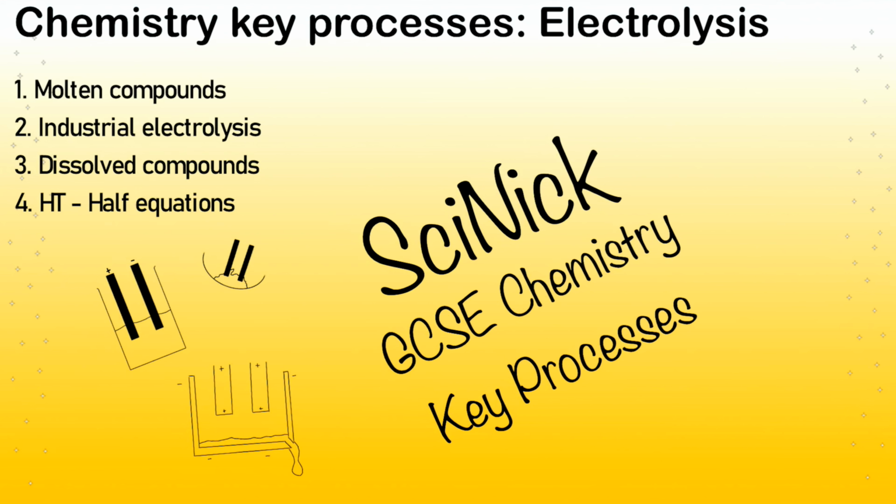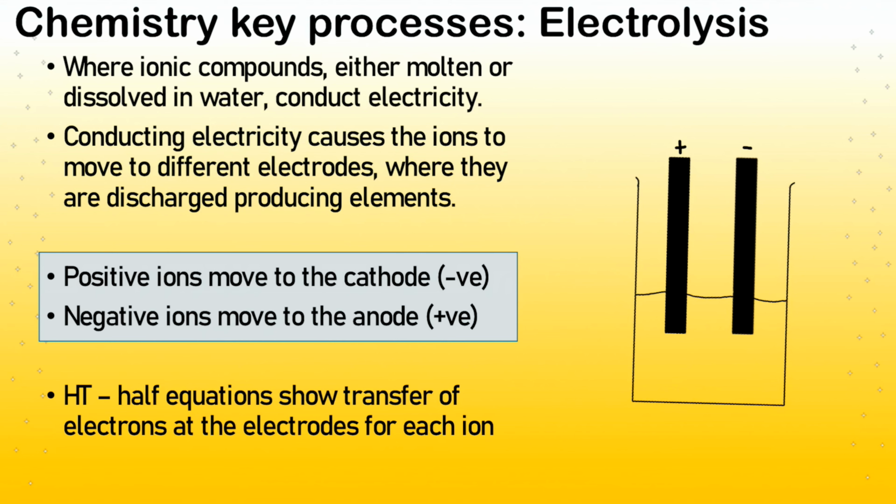This time we're going to be looking at chemistry key processes, specifically at electrolysis, which is part of chemistry paper 1 of AQA if you are doing that. We're going to look at electrolysis of molten compounds. We're going to look at industrial electrolysis, specifically for aluminium. We're going to look at how we can electrolyze dissolved compounds, and then finally at a skill, which is writing half equations for electrolysis.